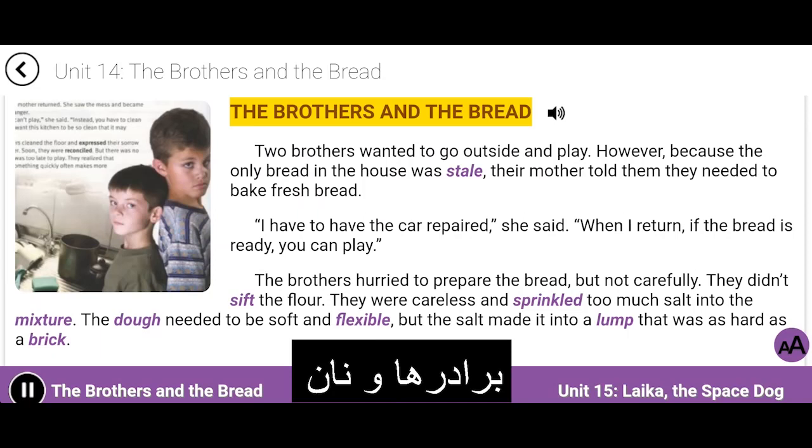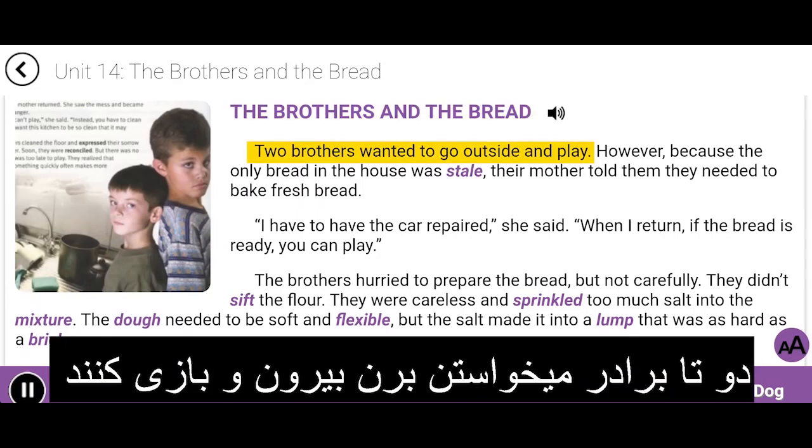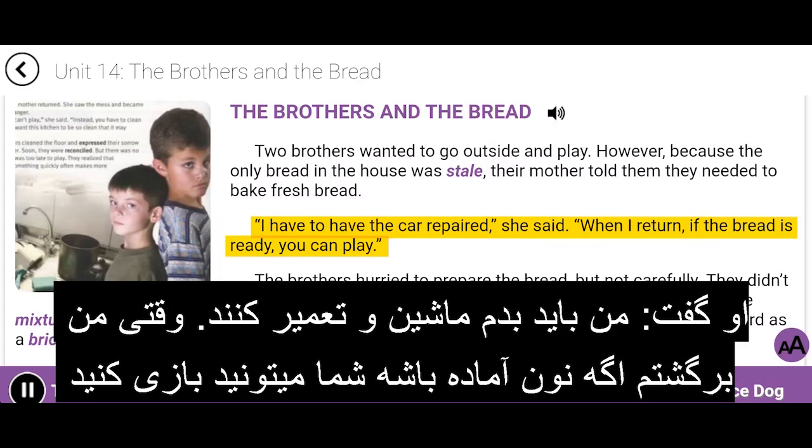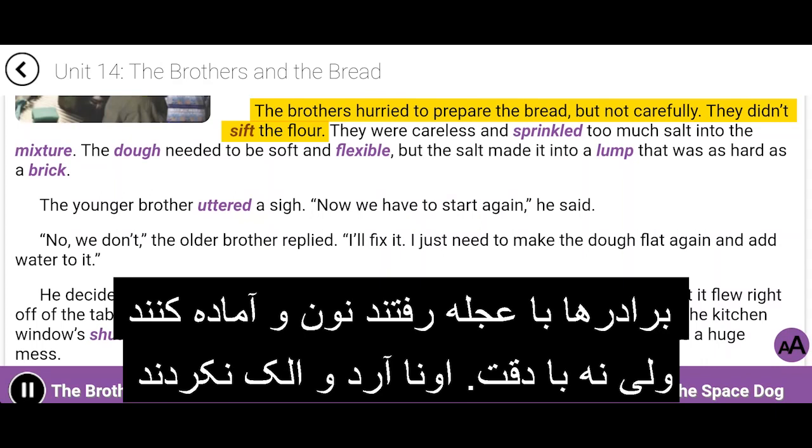The brothers and the bread. Two brothers wanted to go outside and play. However, because the only bread in the house was stale, their mother told them they needed to bake fresh bread. "I have to have the car repaired," she said. "When I return, if the bread is ready, you can play." The brothers hurried to prepare the bread.